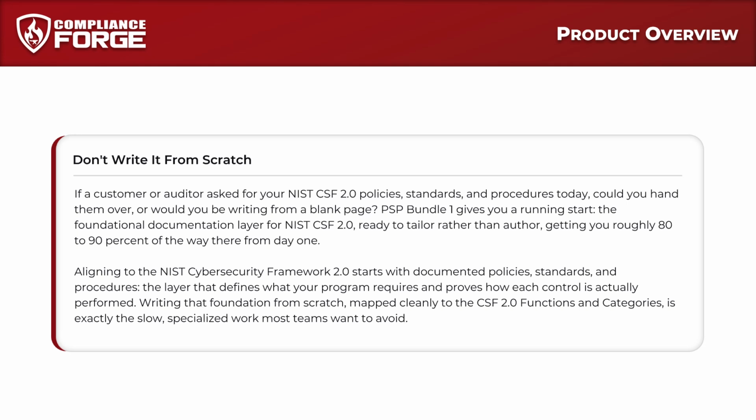Aligning to the NIST Cybersecurity Framework 2.0 starts with documented policies, standards, and procedures. That is the layer that defines what your program requires and proves how each control is actually performed. Writing that foundation from scratch, mapped cleanly to the CSF 2.0 functions and categories, is exactly the slow, specialized work most teams want to avoid.